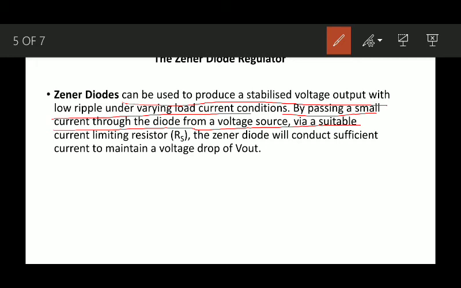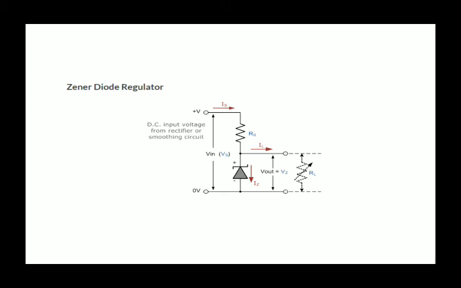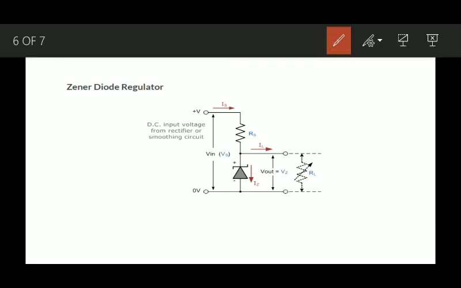The current limiting resistance Rs is connected across the Zener diode, which conducts sufficient current to maintain the voltage drop Vout. You can see the circuit diagram of this. This is the Zener diode. This is the load resistor connected across this Zener diode, parallel to the Zener diode. Whatever current flows through is the input current. It will only drop Vz voltage. The excess voltage will drop across this Rs resistance.